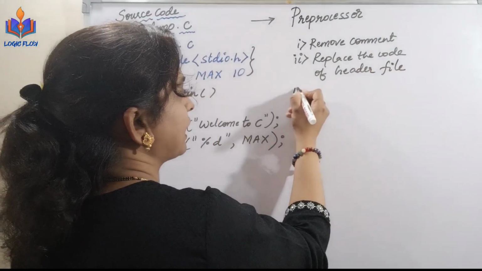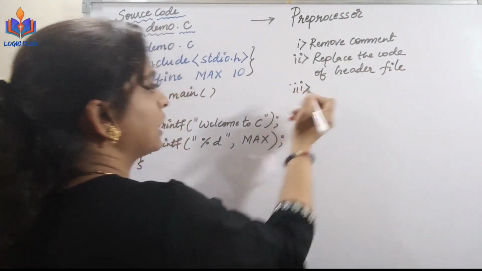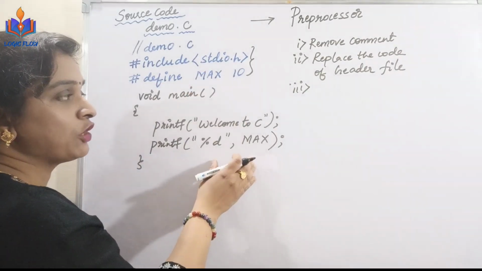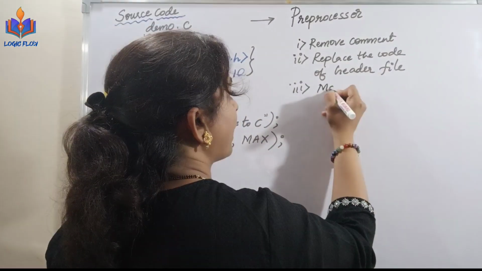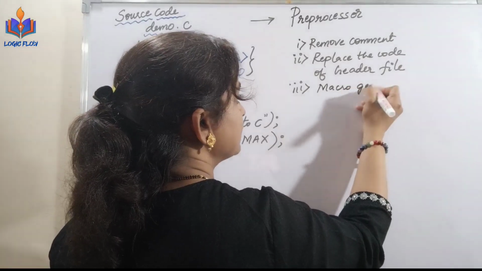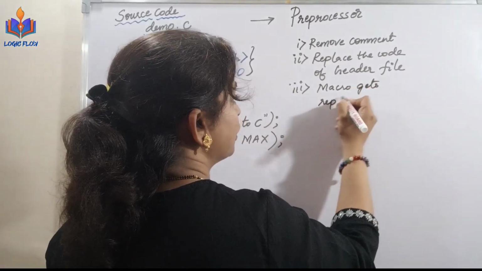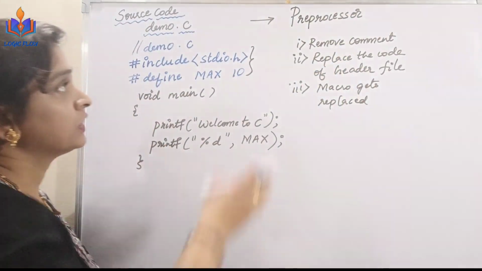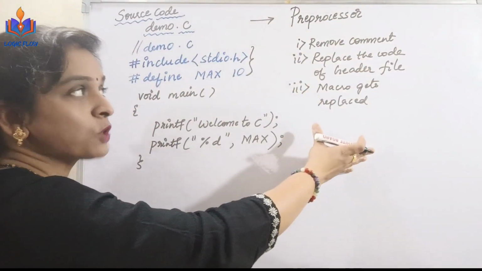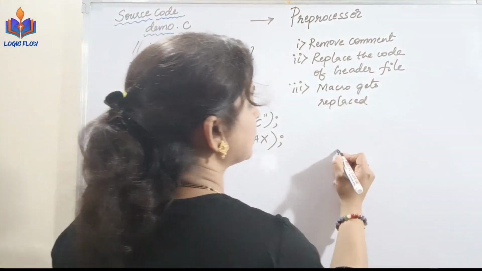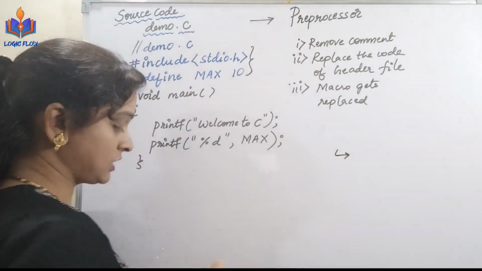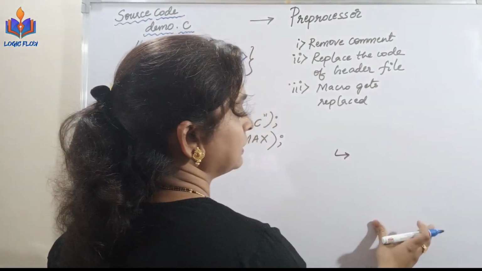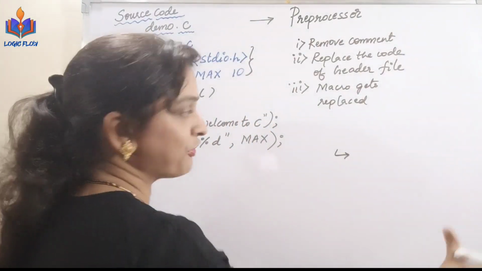Then if there are any macro definitions, the preprocessor is going to replace the value of all these macros in your program. So the macro gets replaced. These are the tasks that the preprocessor has to perform. Once the preprocessor performs all these tasks, the final outcome is the complete source code in a different form.